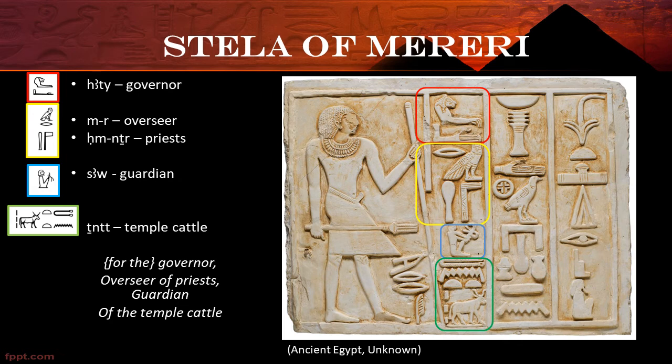Going down to the light blue section, we have a little seated figure. That seated figure is another three-sound word. It is the sau, so it's sa, aleph, wu. That word is the word for guardian. Now, traditionally, you're not just a guardian, you're a guardian of something. And that's where we're going to look at this next huge amount of hieroglyphs that are kind of together.